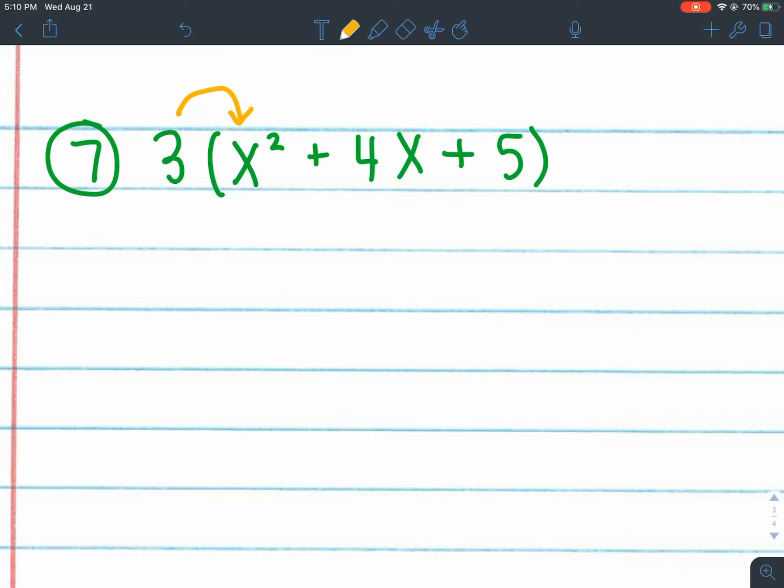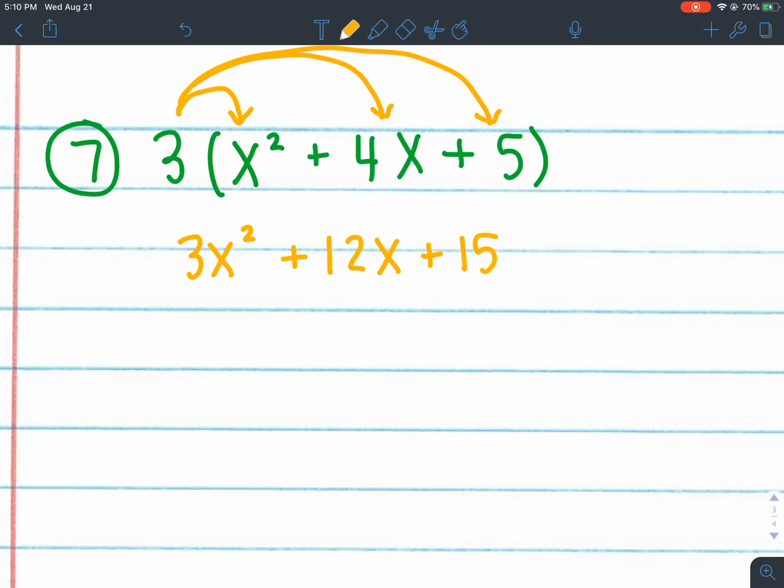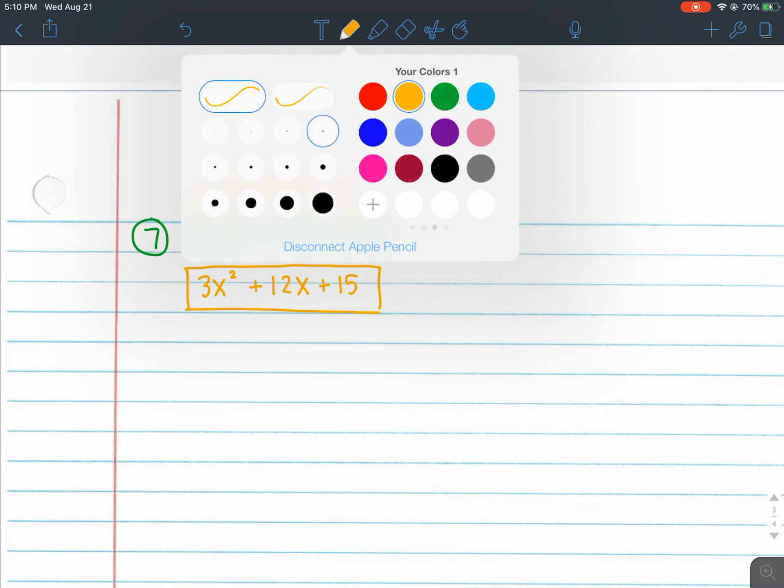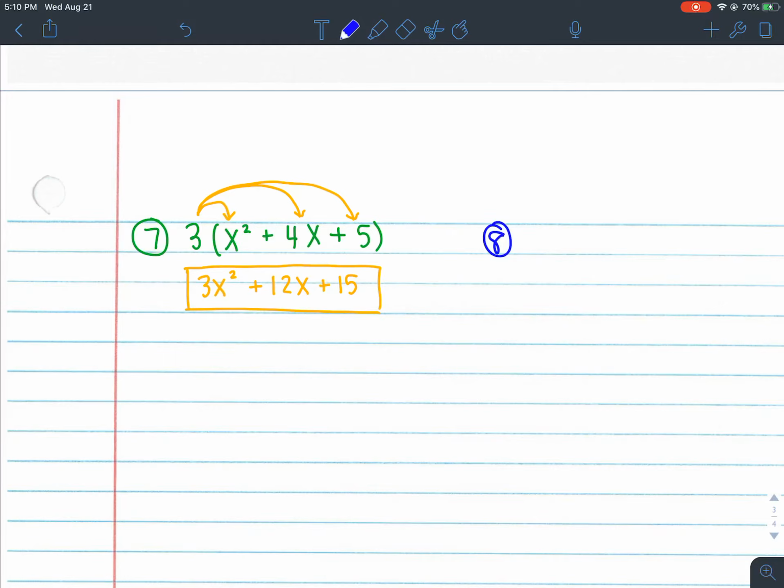So 3 times x squared, 3x squared. 3 times 4x is positive 12x. 3 times 5 is positive 15. Do I have any like terms? Nope, so I'm done. The only thing different is that there were more terms, but you still do the same thing like you have been. Number 8.